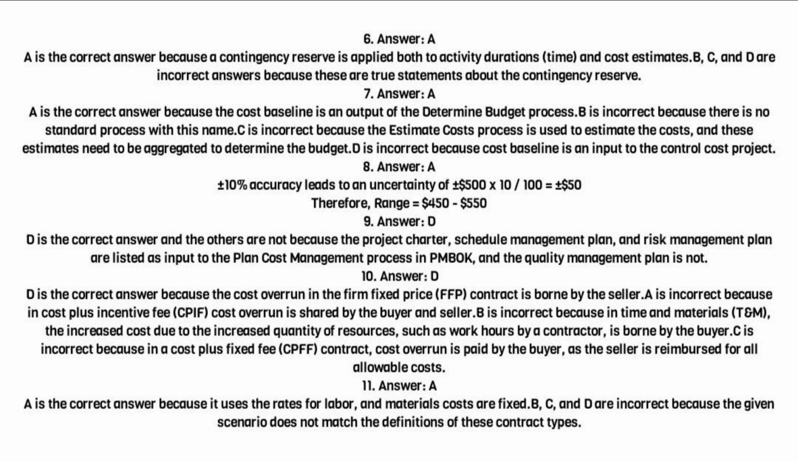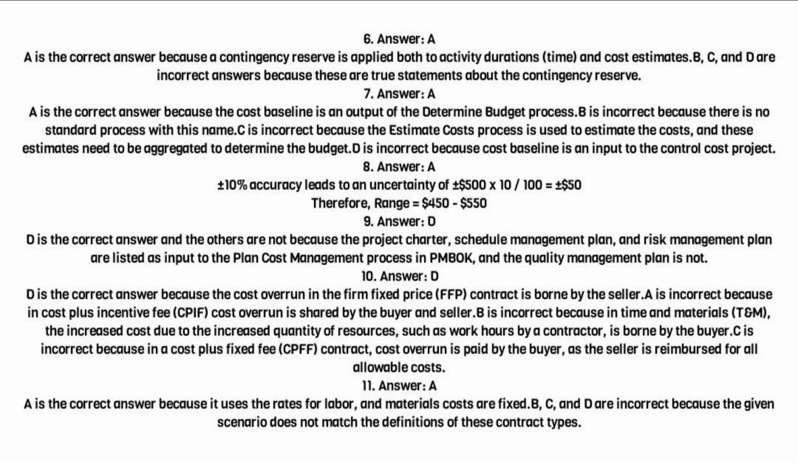8. Answer A. Plus or minus 10% accuracy leads to an uncertainty of plus or minus $500 × 10/100 = plus or minus $50. Therefore, the range is $450 to $550. 9. Answer D.